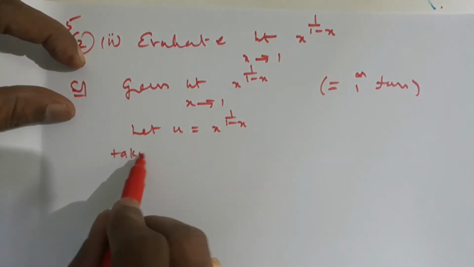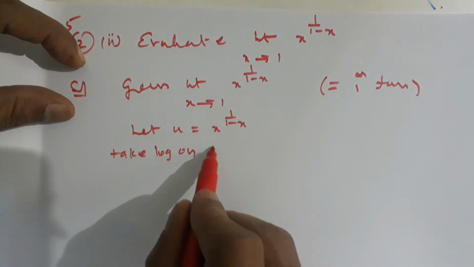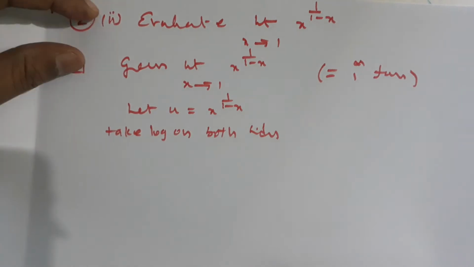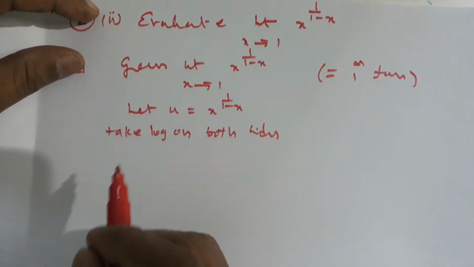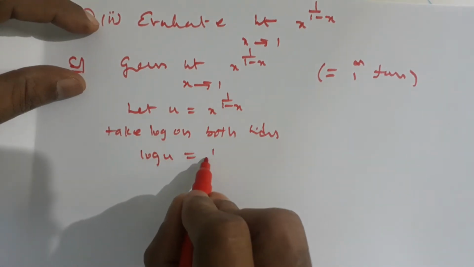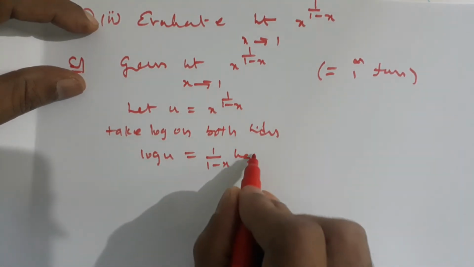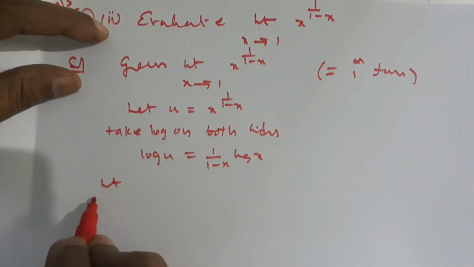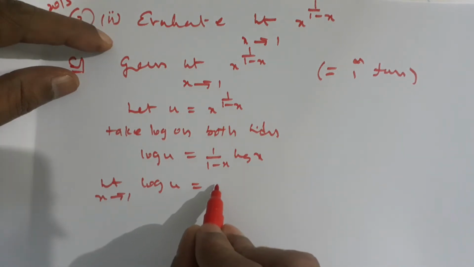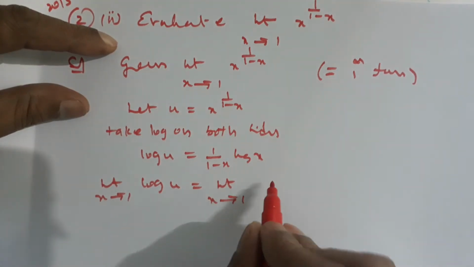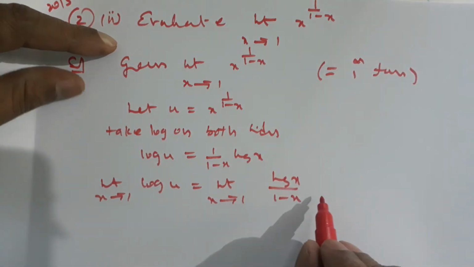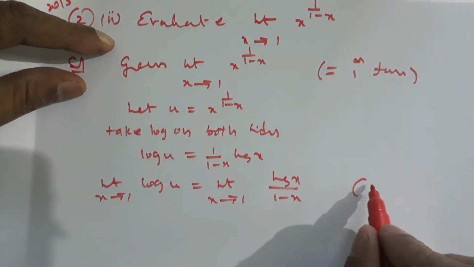Take log on both sides. Log u is equal to 1 by 1 minus x log x. So take limit on both sides: limit x tends to 1, log u is equal to limit x tends to 1, log x by 1 minus x. So put x is equal to 1, this is 0 by 0 form.